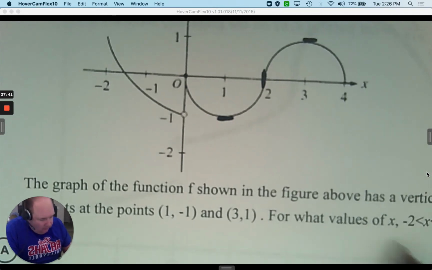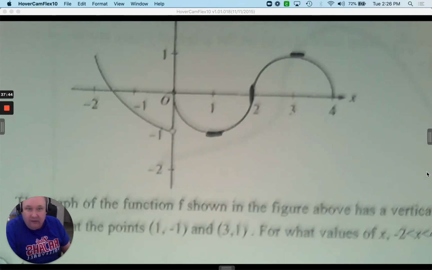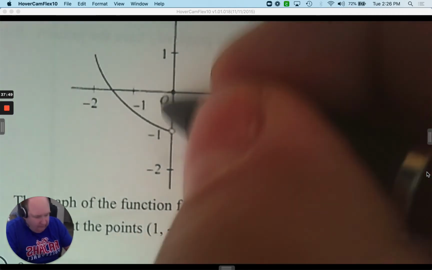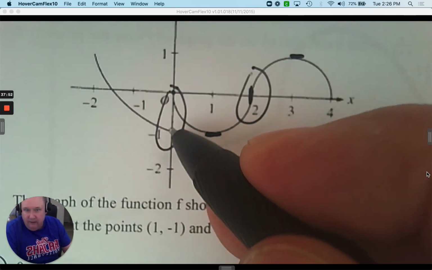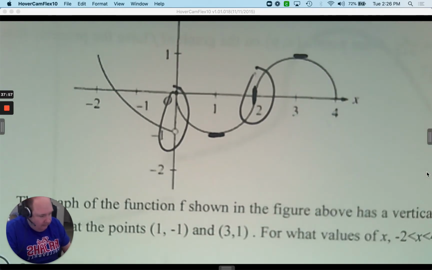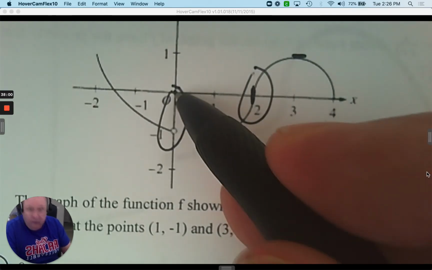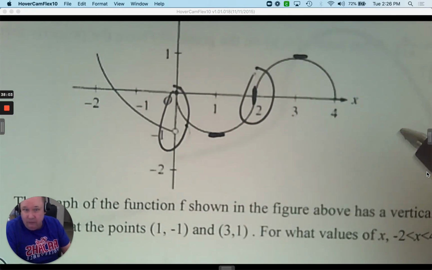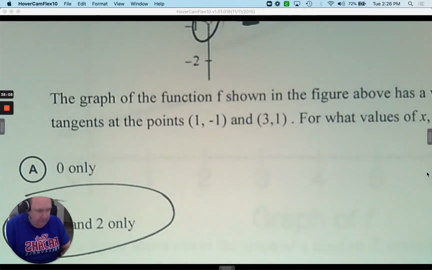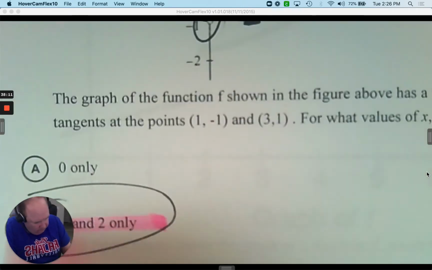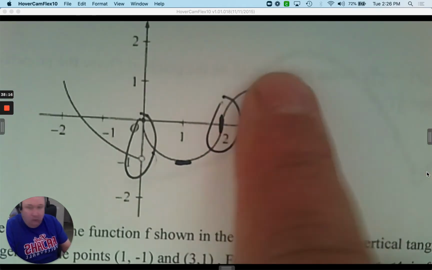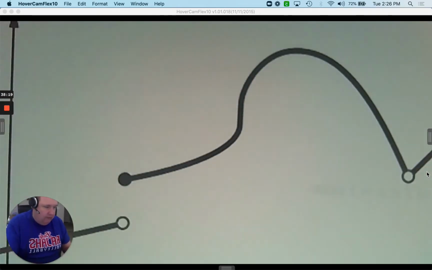So the question is, for what values of x from -2 to 4 is it not differentiable? Where can you not take the derivative? You can't take the derivative at a vertical tangent. You can't take the derivative where it is not continuous. Everywhere else you can take the derivative from -2 to 4. So the values at 0 and at +2 are the only places you can't take the derivative. The other option would be +3, which is fine. You can take the derivative at a horizontal tangent. The answer is 0.